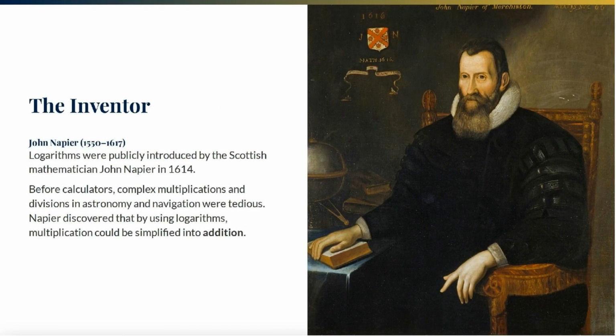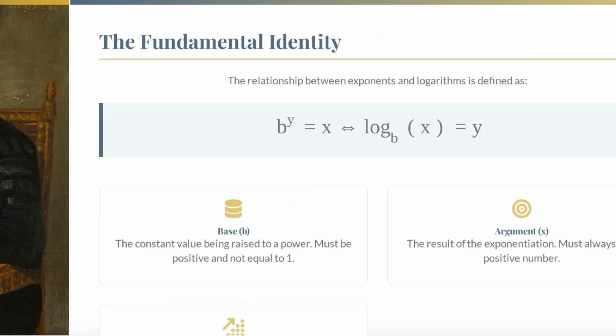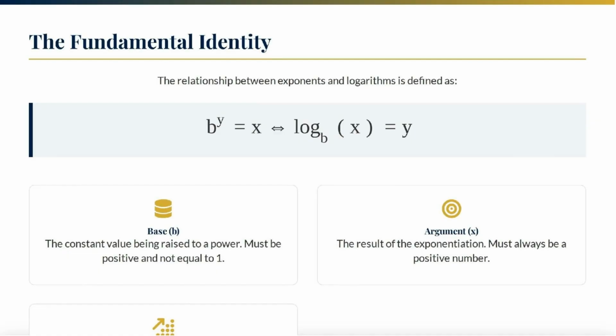Logarithms were introduced by John Napier in 1614. Before calculators, they were revolutionary in astronomy and navigation because they allowed complex multiplication and division to be simplified into addition and subtraction. The fundamental identity relates exponents and logarithms.